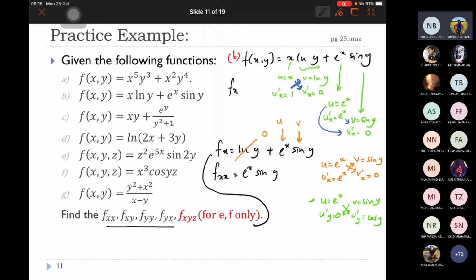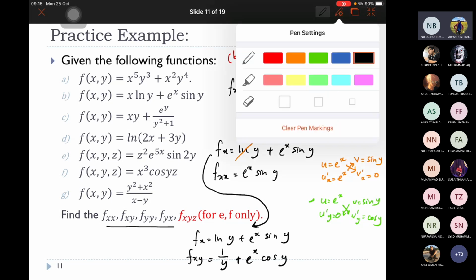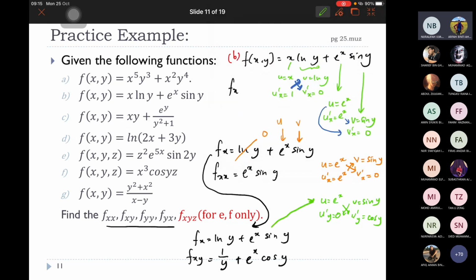Awak dapat partial derivative with respect to x equal to ln y plus exponential x sin y. So from here we want to find the second derivative with respect to y. So ln y kena bezakan in this case. So it will become 1 per y plus exponential x cos y. Okay. For this term, kita akan tengok yang ini. For the term exponential x sin y.